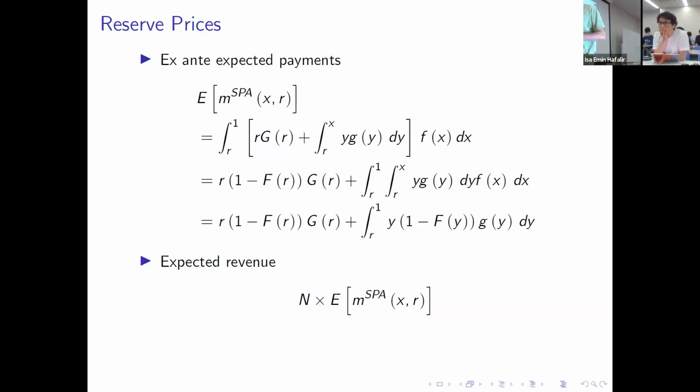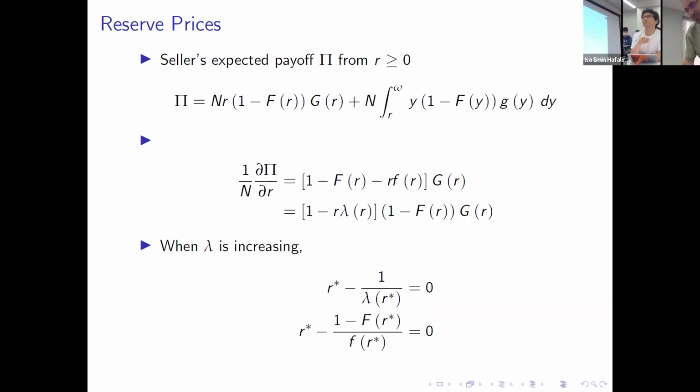And the main result is going to be that a small reserve price is always better for the auctioneer. Okay, so this is called the exclusion principle.